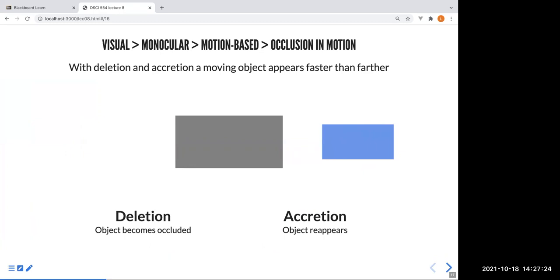So again, the brain thinks about 3D all the time when it sees things that are coming together and or moving. In this case, obviously there is no such thing as one square that is in front of the other, but that's the impression that you get just because of the movement. Those phases are commonly referred to as deletion and accretion. Deletion is when the object that you perceive as moving in the background is being occluded, and accretion is when it reappears.